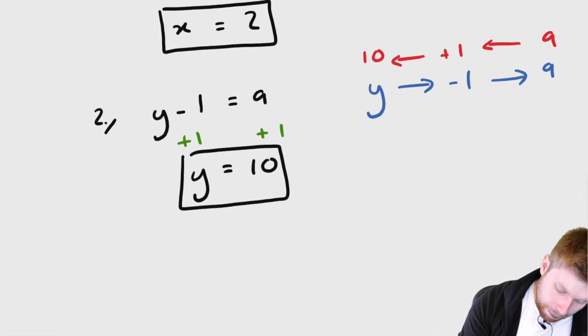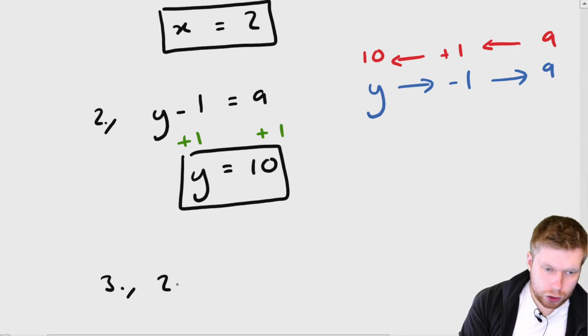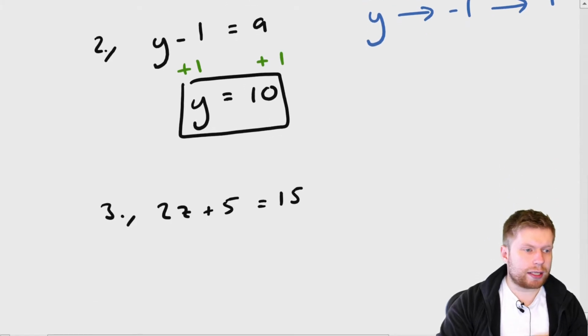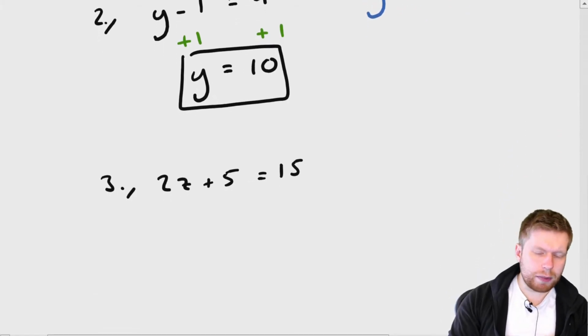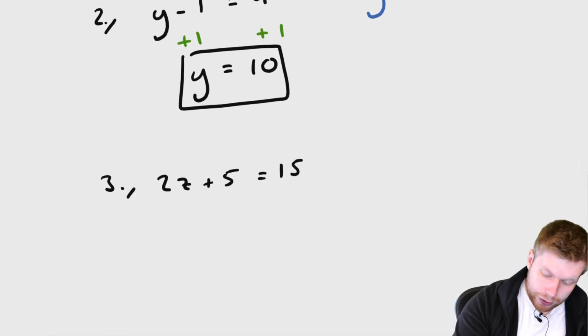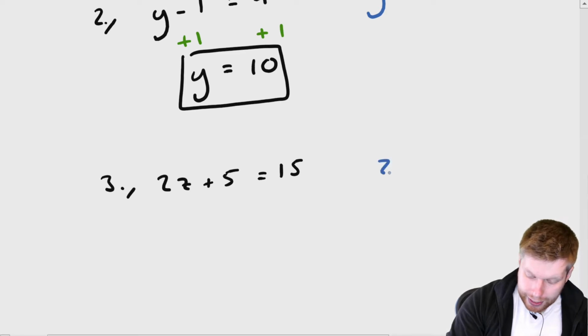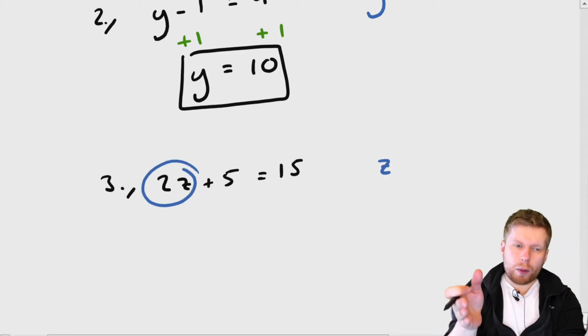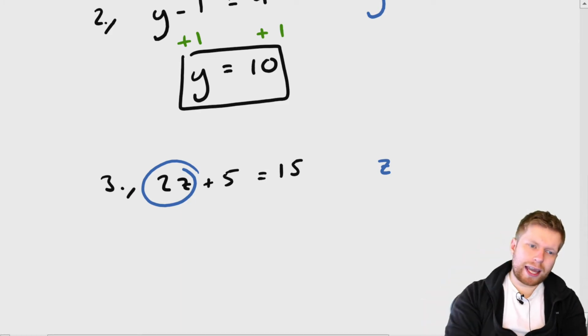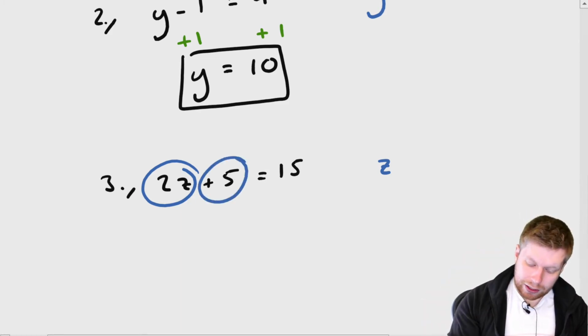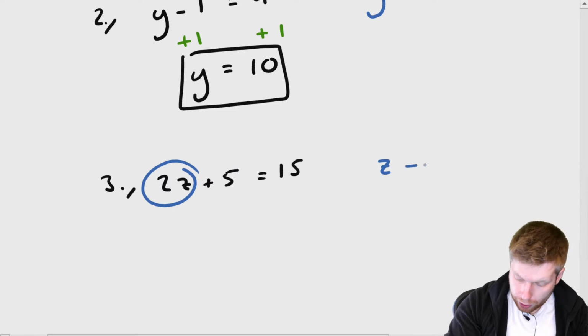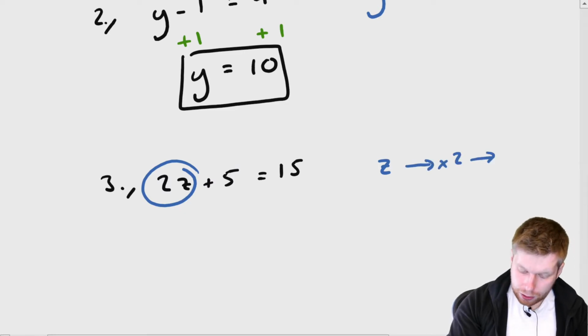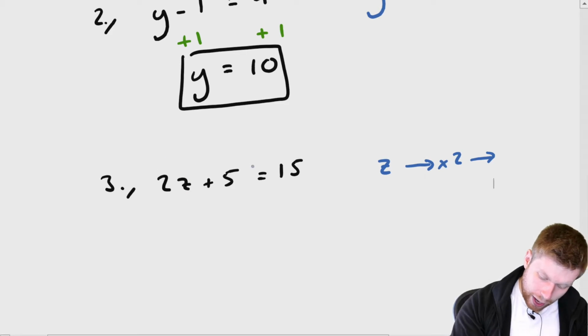Let's try this one here then. Let's try something like 2z plus 5 equals 15. All right, so 2z plus 5 equals 15. Let's see if we can play this backwards. So first of all, you're taking z, that's your unknown. First thing you're going to do is times by 2. Just remember your order of operations, okay? The multiplication comes before the adding, so therefore you've got to multiply by 2 first. So you multiply by 2 first, then you add the 5, okay? Then you add the 5.